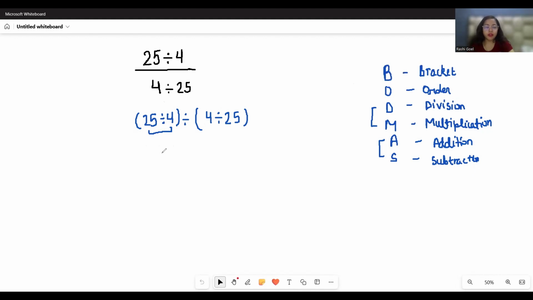So first, 25 divided by 4, I can write it like this. Then division, then it is 4 divided by 25. Now it looks much easier than the expression given.